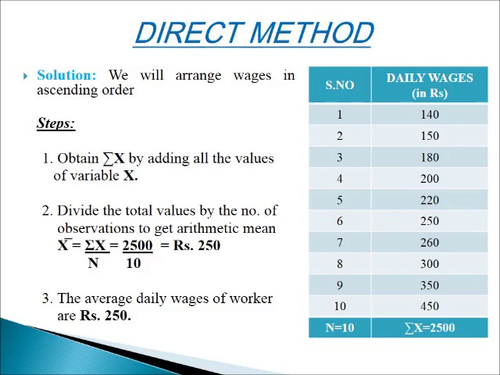We will apply the formula. We have got the sigma x, that is 2500. Number of observations is 10. So we will divide 2500 by 10. So we will get the mean, that is rupees 250. The average daily wages of workers are rupees 250. This is how we will calculate mean with the help of direct method.